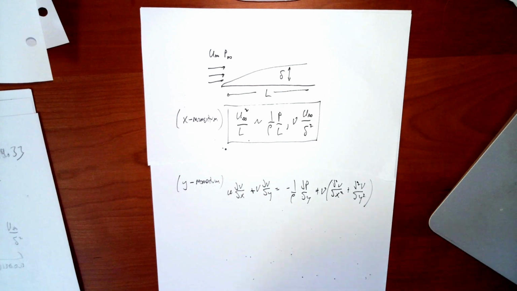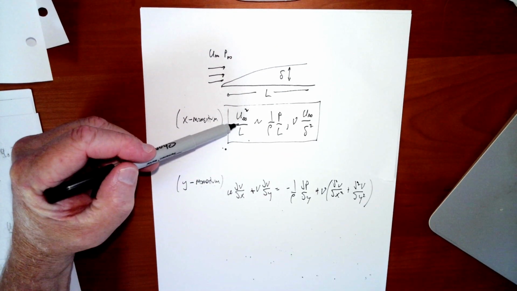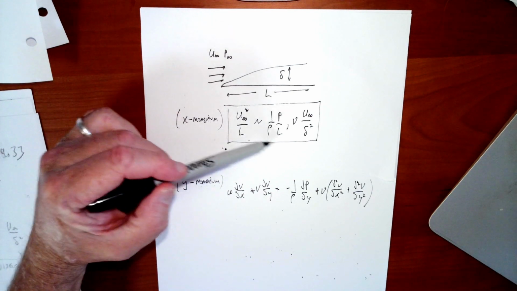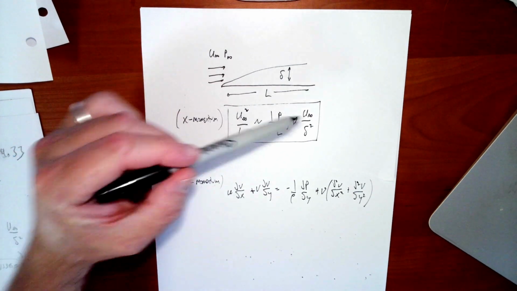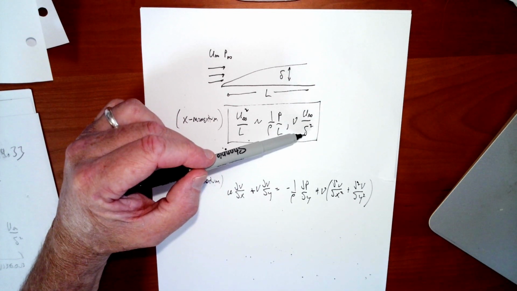We had the x momentum equation, which told us these were the scales. The inertial forces were scaled as U infinity squared over L. Pressure forces were P over L rho. And the dominant viscous force was nu times U infinity over delta squared.